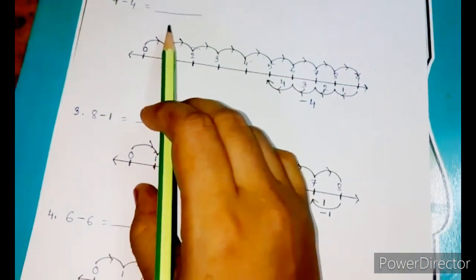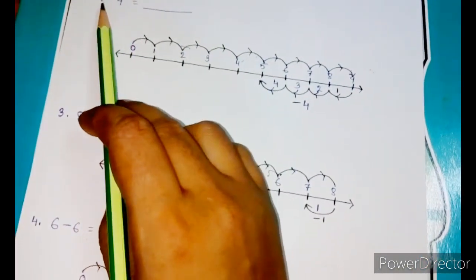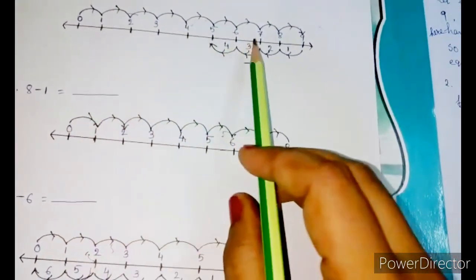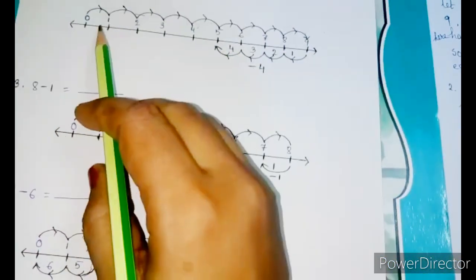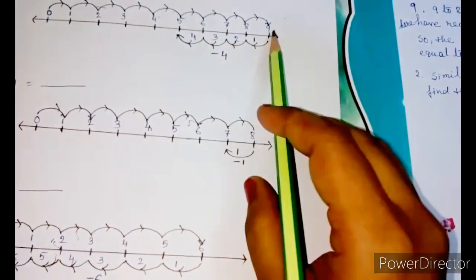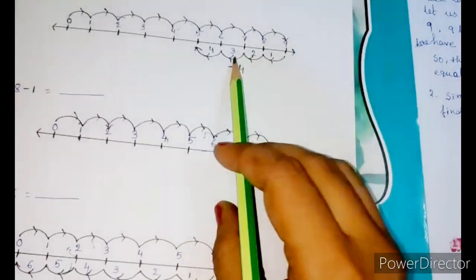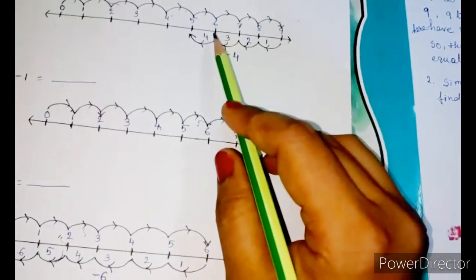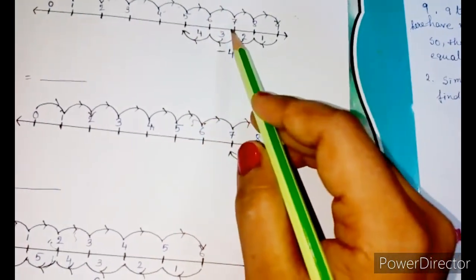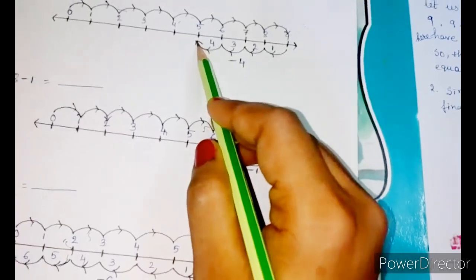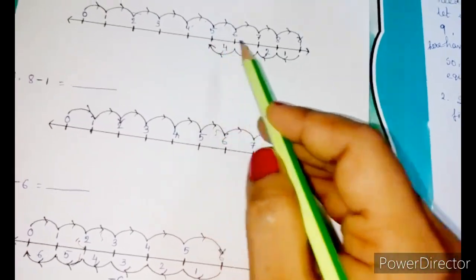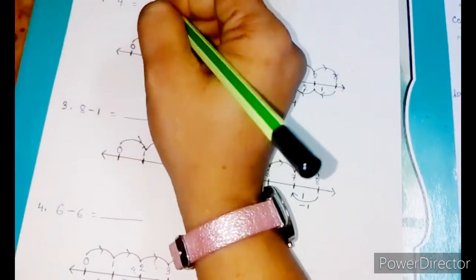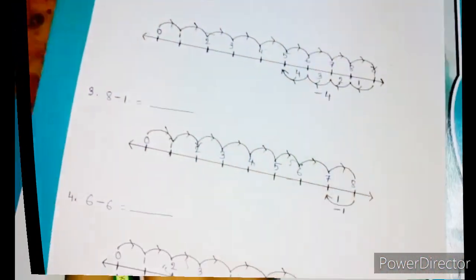Now come to the next question, where we have to find the difference of 9 minus 4. Here is the number line. First we have to locate 9 on the number line. So kids, this is 9. Now let us jump 4 steps backward starting from 9. From 9 to 8, 8 to 7, 7 to 6, 6 to 5. You can see here we have reached 5 on the number line. So the required difference of 9 minus 4 is equal to 5. So we have to put the number 5 here.